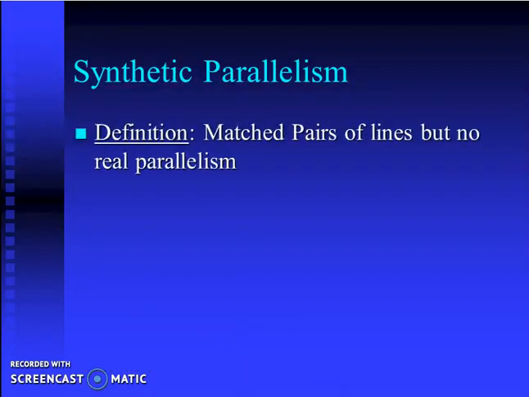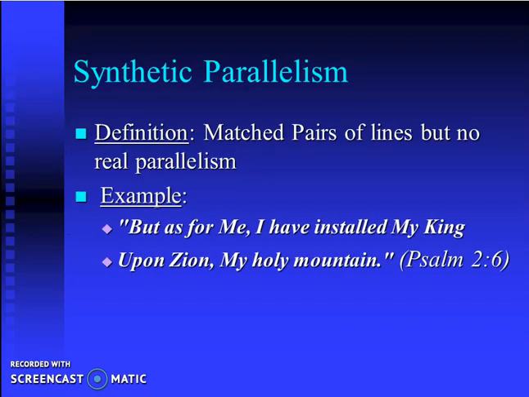And then the last category I'll mention, even though there are many other types of categories, is synthetic parallelism. That's where you have matched pairs of line but no real parallelism. It's kind of a strange category. My example is, but as for me, I have installed my king upon Zion, my holy mountain. First line of poetry here, second line of poetry there. But there's really no parallelism. So how is that actually functioning?